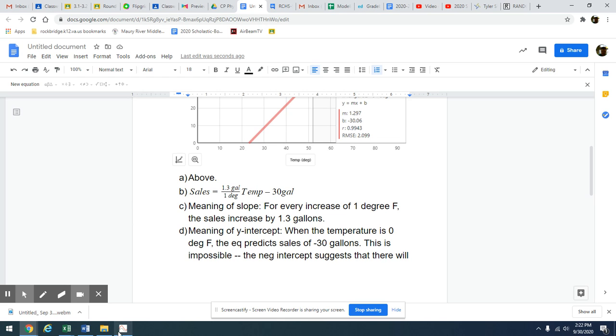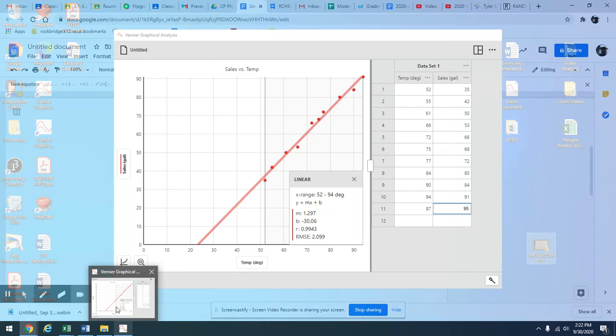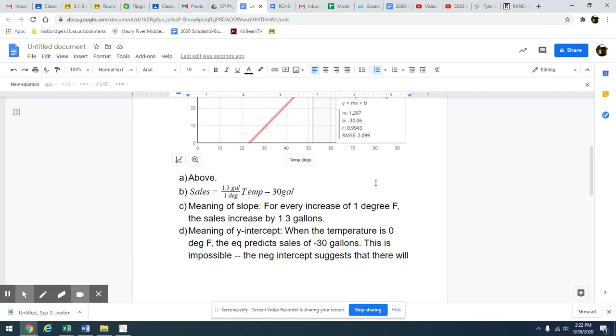All right, so let's go ahead and do it in Logger Pro. Maybe I'll do that in a separate video. How about that? So I'll stop this video.